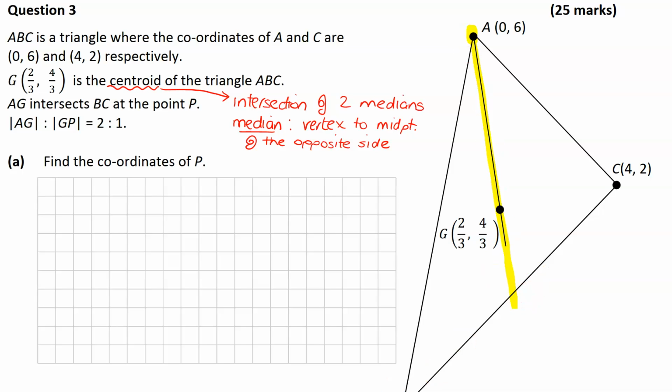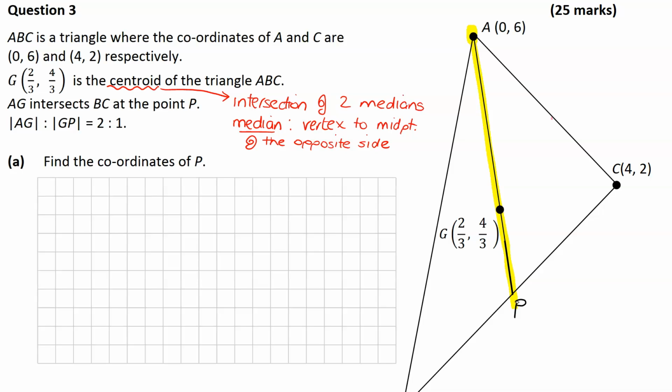Another one would be if we started at the midpoint of AC, we go through the centroid and on to B. Okay, and then what they tell me is when I continue on this line here, I land at P. And they're asking me to find P.